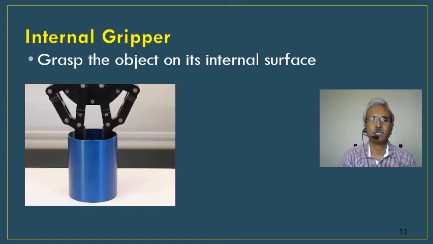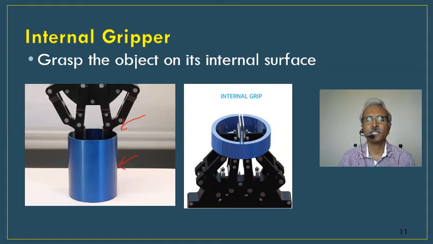So here you can see the fingers are clamping from inside, because the outer surface of the object is finished, and as I told you, finished to a high dimensional accuracy and a mirror finish, so it handles from inside. So this is another component. The finger design is slightly different where it holds from inside, so that's called the internal gripper.